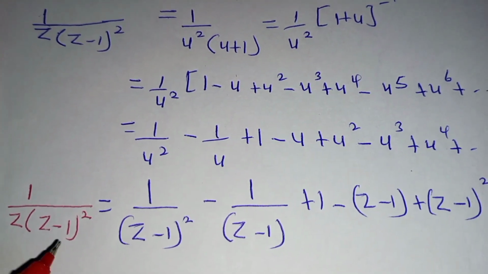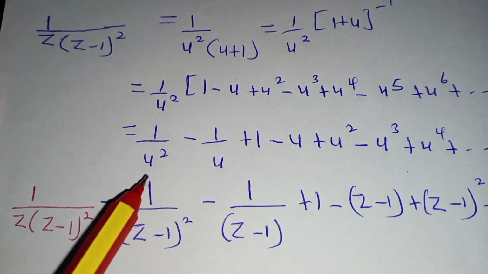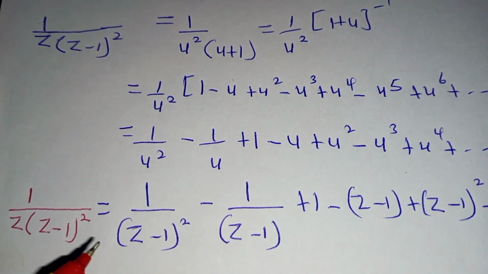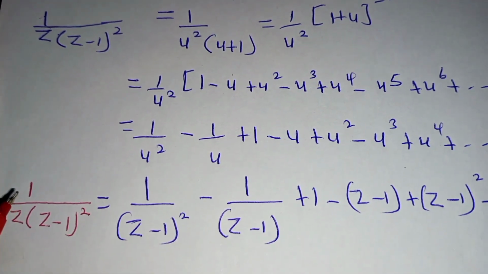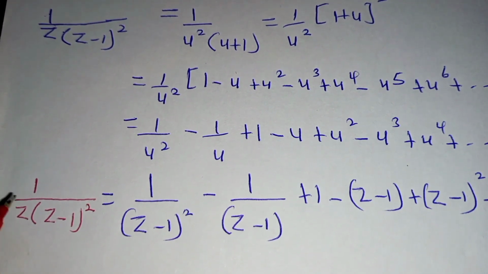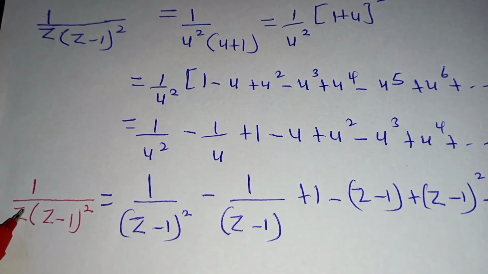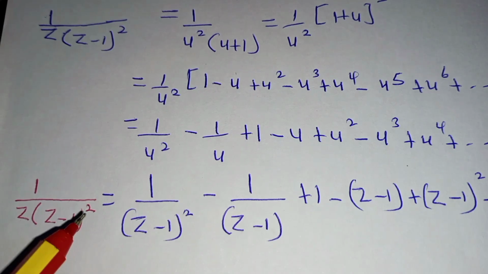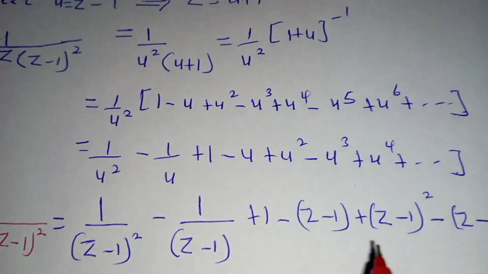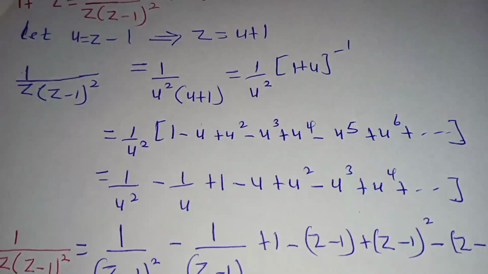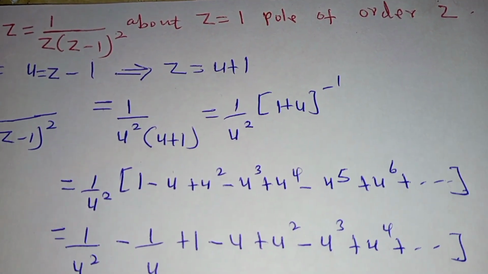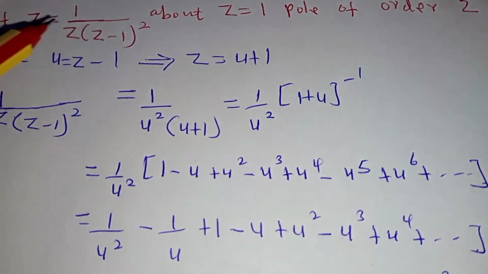So making the substitution up here, instead of u squared, we substitute with z minus 1. It follows that for this complex function, 1 over z times (z minus 1) squared, the resulting series is this one, by making use of what is called the Laurent series.